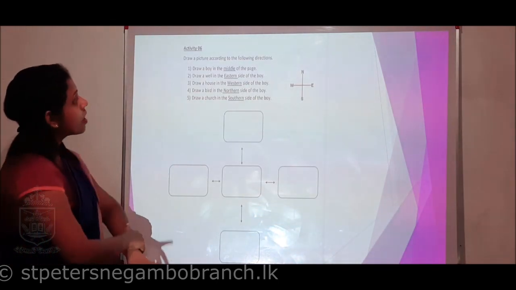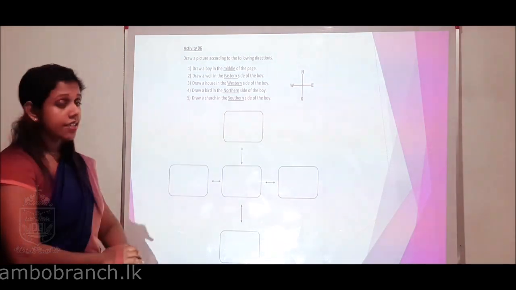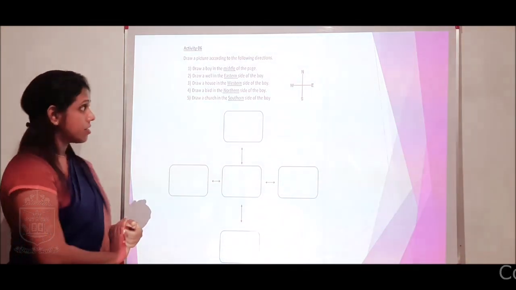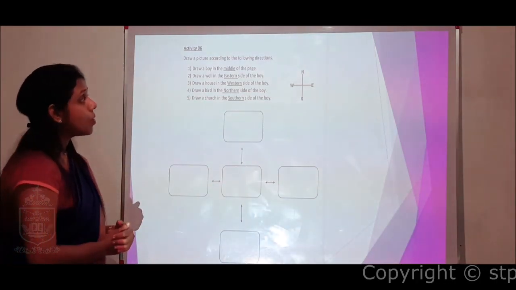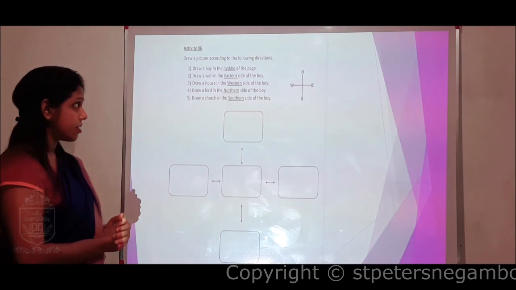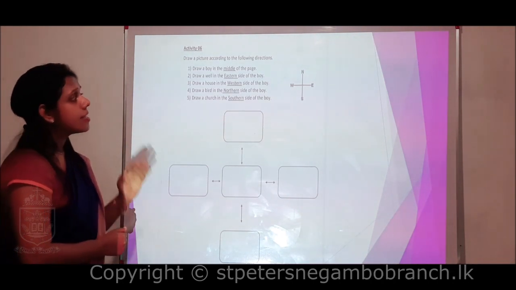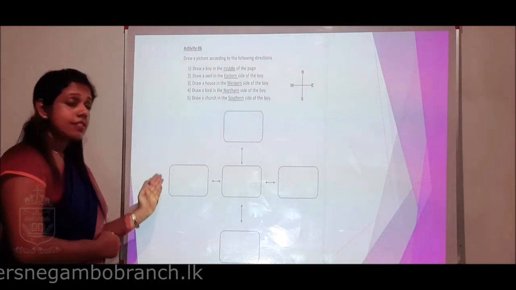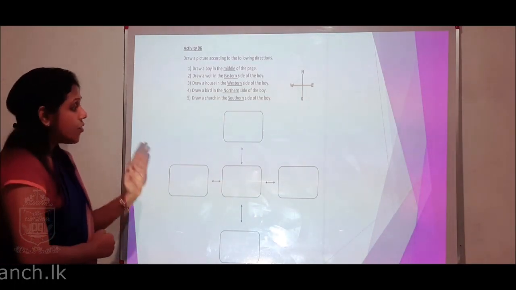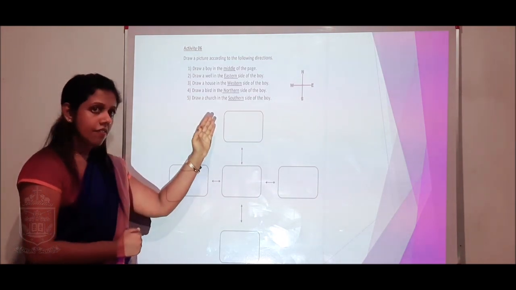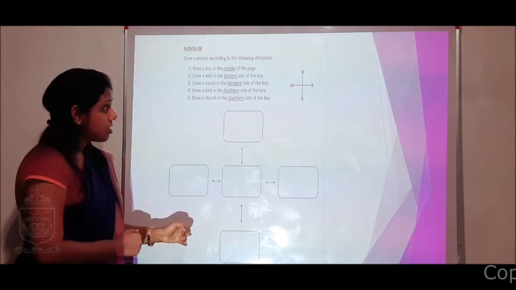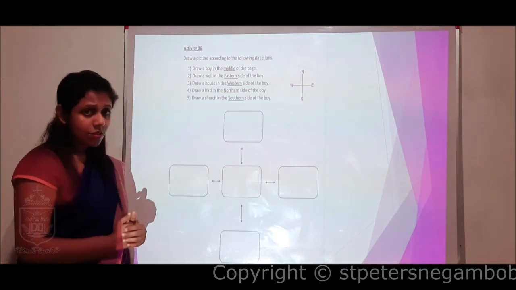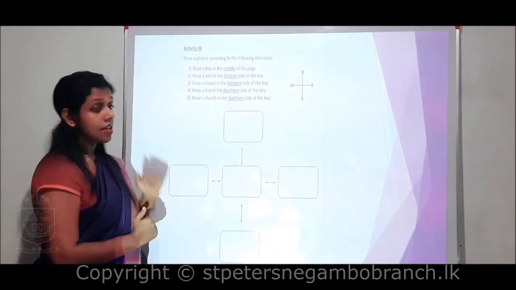Okay. Now we have to read the instruction carefully. Draw a picture according to the following directions. First, draw a boy in the middle of the page. Draw a well in the eastern side of the boy. Draw a house in the western side of the boy. Draw a bird in the northern side of the boy. Draw a church in the southern side of the boy. Now, can you do this alone? Yes, I know you can do this alone.